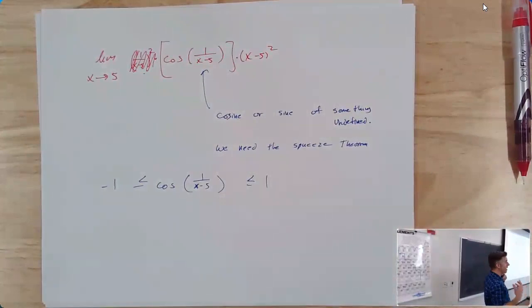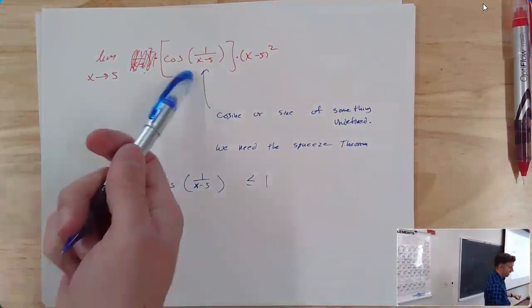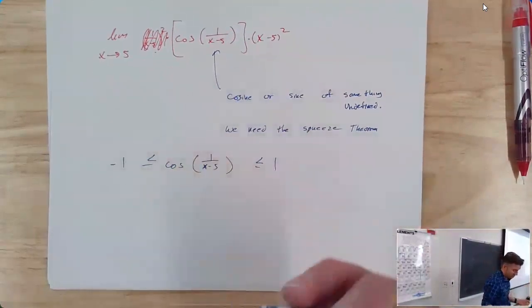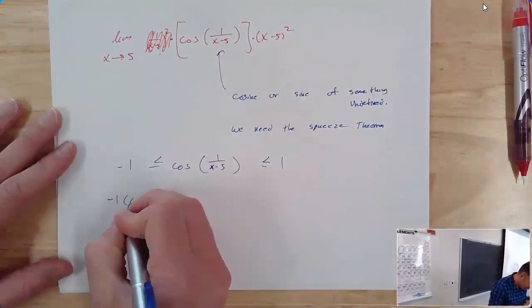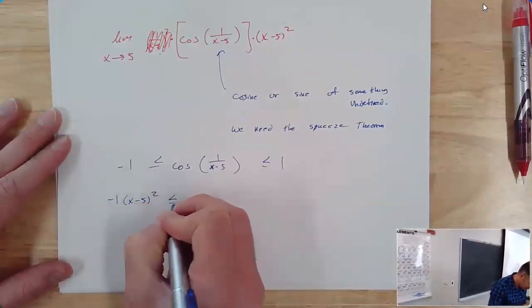Exactly, right? You have very few choices when you do these problems. You have to start off with cosine of blah being between -1 and 1, and then multiplying it by whatever you need so that you get the thing that you're trying to take the limit of. So yeah, we multiply everything by x minus 5 squared.